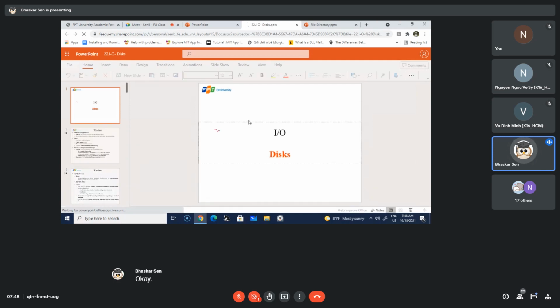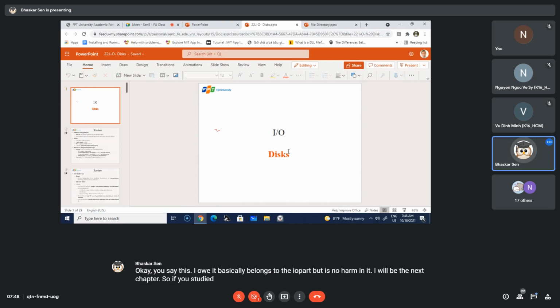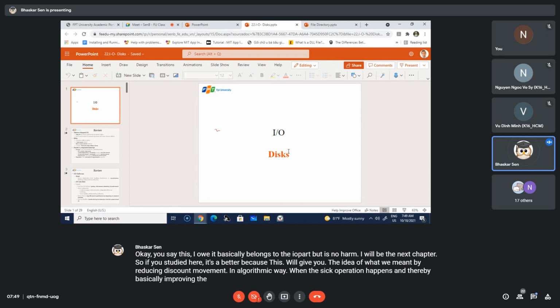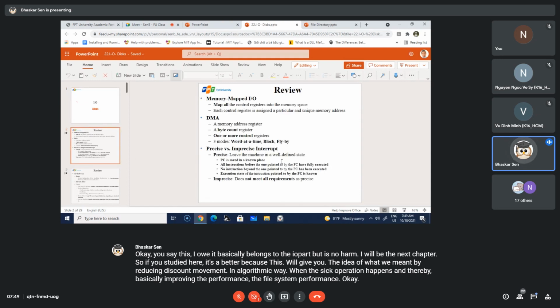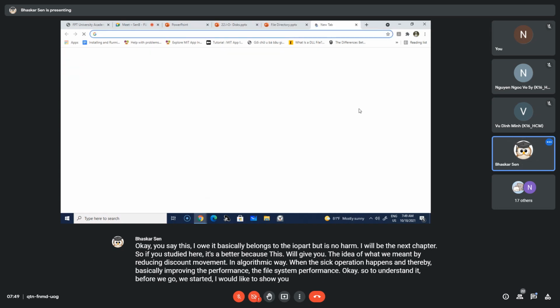Okay, this basically belongs to the I/O part, but there's no harm in it. I/O will be the next chapter. So if you study it here, it's even better, because this will give you the idea of what we meant by reducing disk arm movement in an algorithmic way when the seek operation happens, and thereby improving the file system performance. Okay, so to understand it, before we start, I would like to show you a picture.